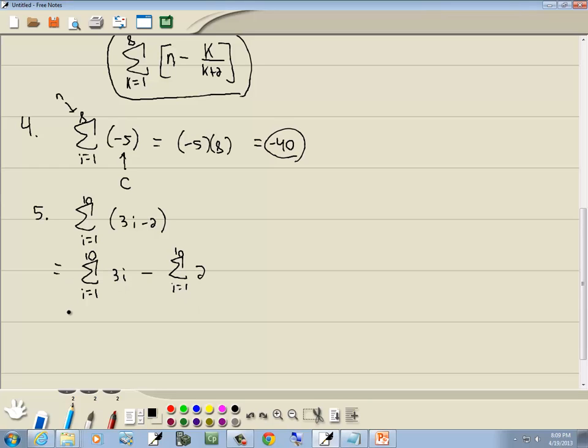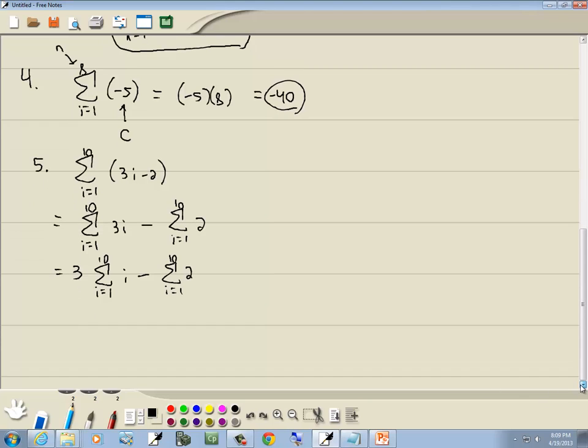Now I can take this 3. If you got numbers, you can take them and put them out in front of your summation symbol. So we got 3 times the summation i equals 1 to 10 of i, minus this. Okay, now these look like our formulas.